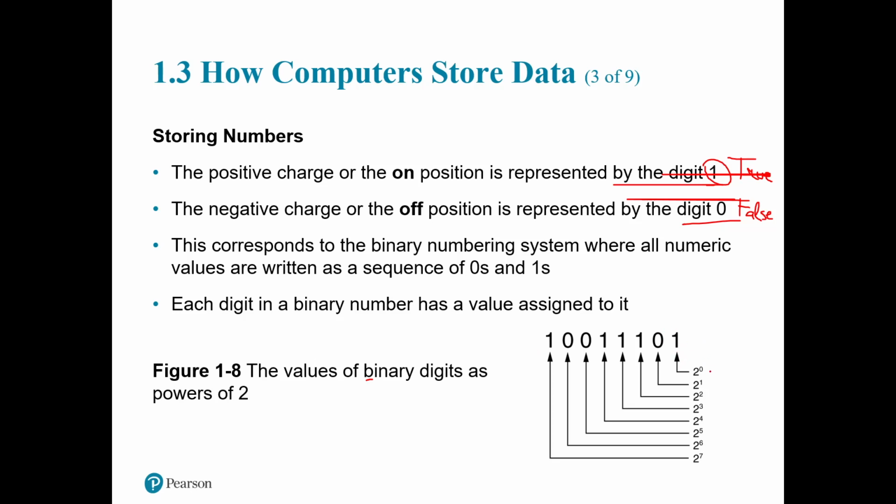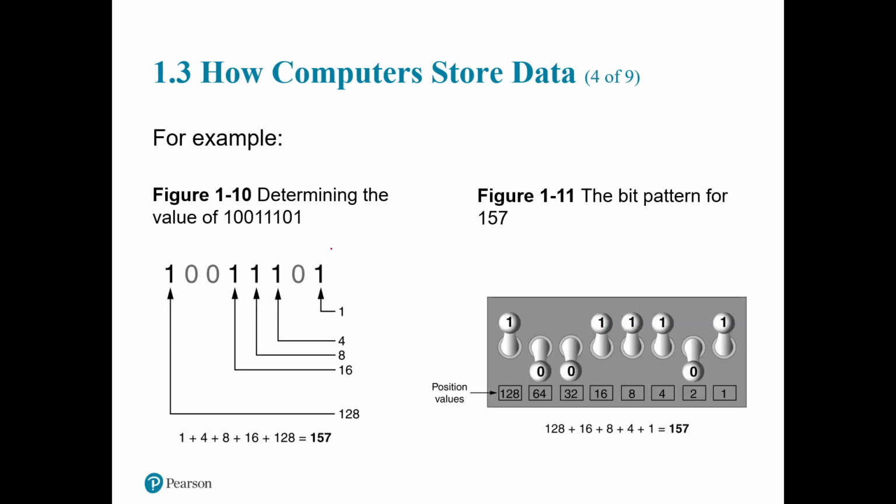So, starting with 0, our first position is 2 to the power of 0. Then our second position is 2 to the power of 1. 2 to the power of 2, to the power of 3, 2 to the power of 4, and so on, and so on. And the last number will be 2 to the power of 7. Now, how do we calculate our numbers, you might ask me? And this is an example here.